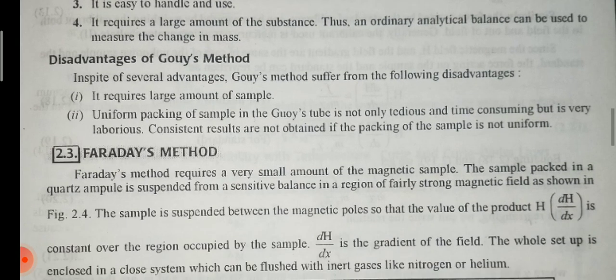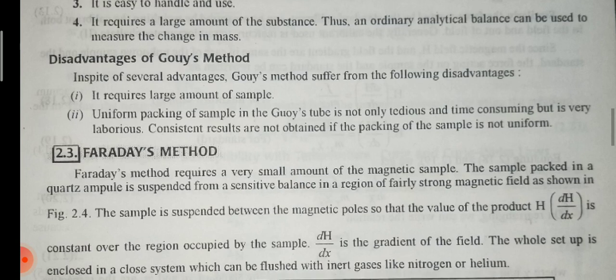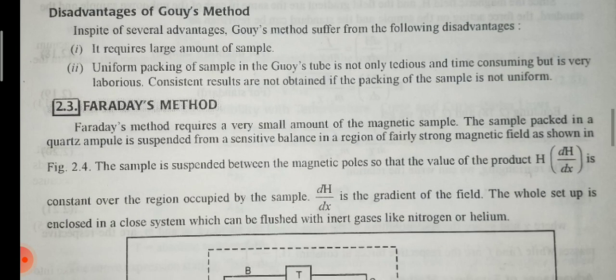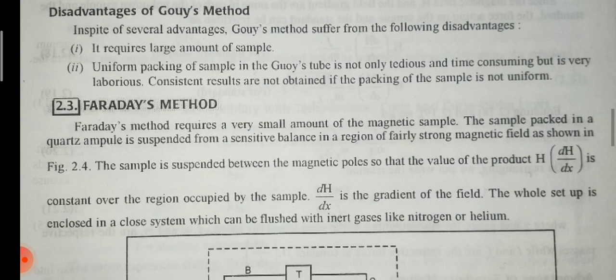Disadvantages of the Gouy method. In spite of several advantages, the Gouy method suffers from the following disadvantages. It requires a large amount of sample. Uniform packing of the sample in the Gouy tube is not only tedious and time consuming but is very laborious. Consistent results are not obtained if the packing of the sample is not uniform.